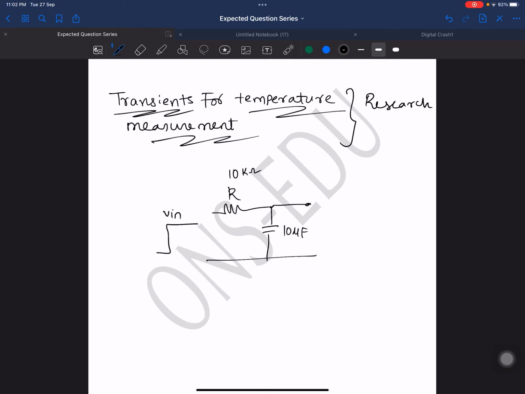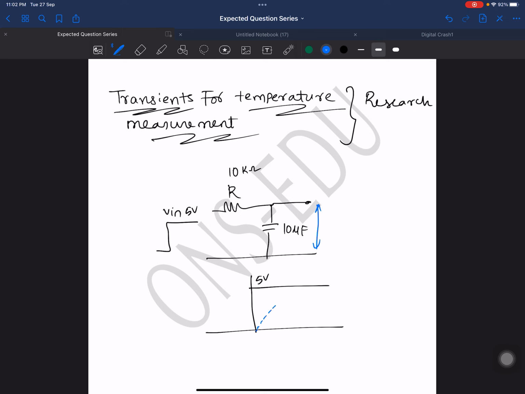All of us know that when we apply, let's say, 5 volts, the capacitor output voltage, if you start measuring at this point, rises exponentially as 5 into 1 minus e power minus t by RC.